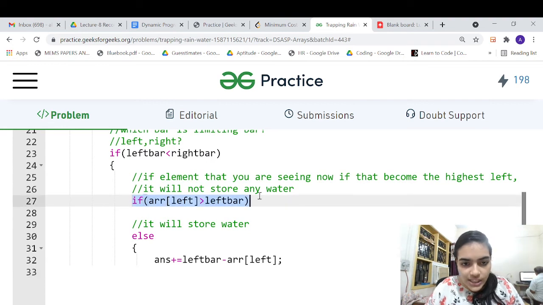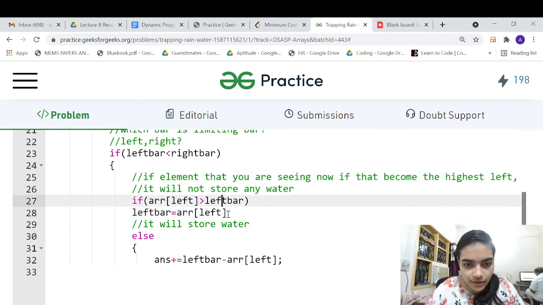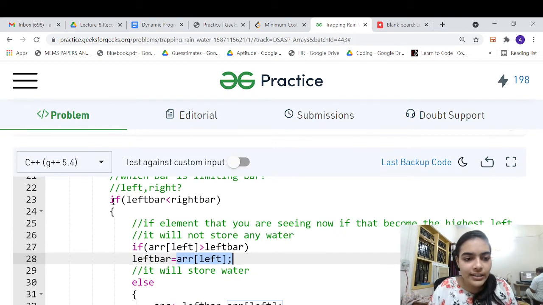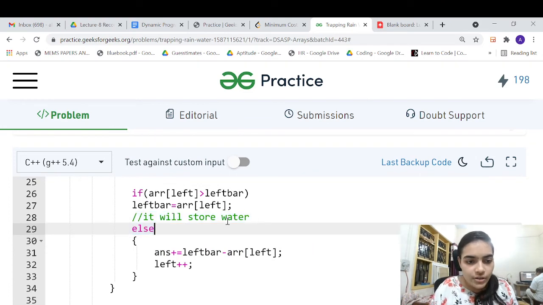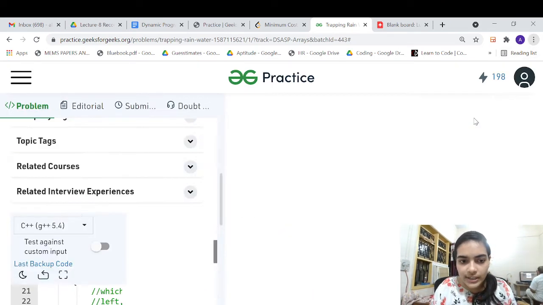Now let's go to this if condition. If your array of left is greater than left bar, then what happens? Simple condition. That bar will become your limiting left bar. So left bar will change, because left bar is storing the maximum left that you have seen till now. So that's it. I will remove the comment so that you can see the code properly. Writing the code is easy once you understand the logic.